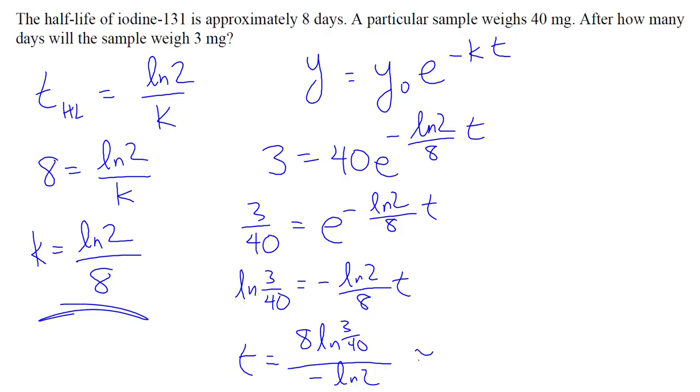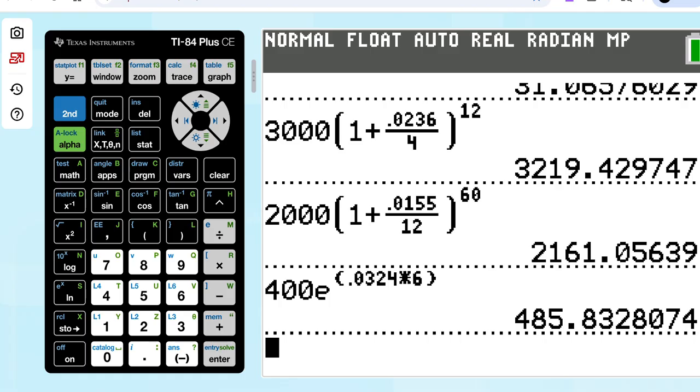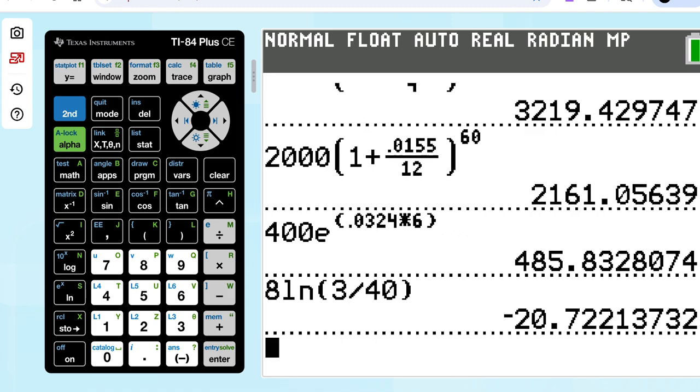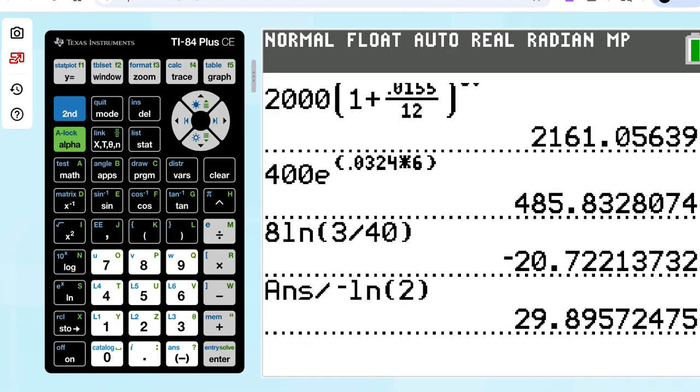And we can find an approximate value for that. We'll use our calculator, 8 ln 3/40. And then we're going to divide that by the negative natural log of 2, which gives us 29.896 days if we round.